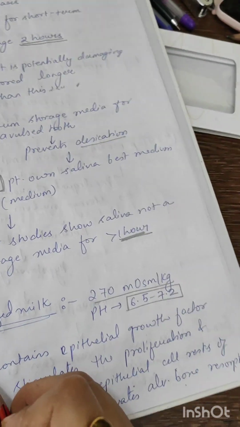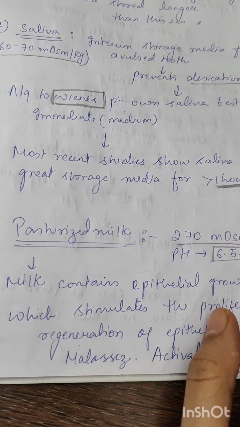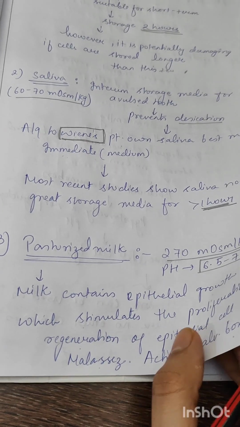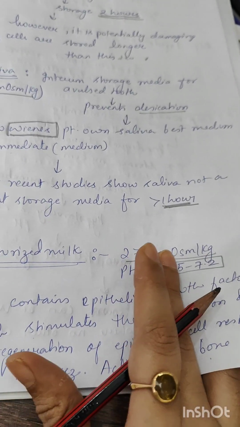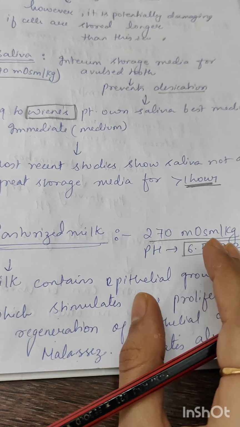Okay. What does milk have? It has got epithelial growth factor which will stimulate the proliferation as well as regeneration of the epithelial cell rests of Malassez. Osmolarity 270 milliosm per kg and pH is 6.5 to 7.2.